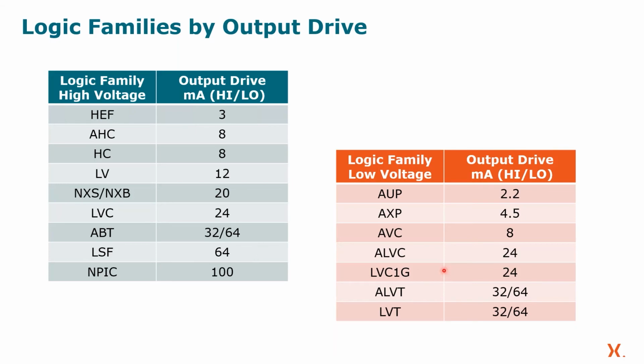And the same for the low voltage family. The AUP is, let's call it, the weakest of the family in terms of its lowest output drive. Of course, it consumes low current in the process as well. If you want to drive LEDs or devices directly off of a low voltage device, take a look at the LVT or the ALVT family, because they can source 32 milliamps or sink 64 milliamps, which allows you quite a bit of IO drive directly off of the logic device itself.